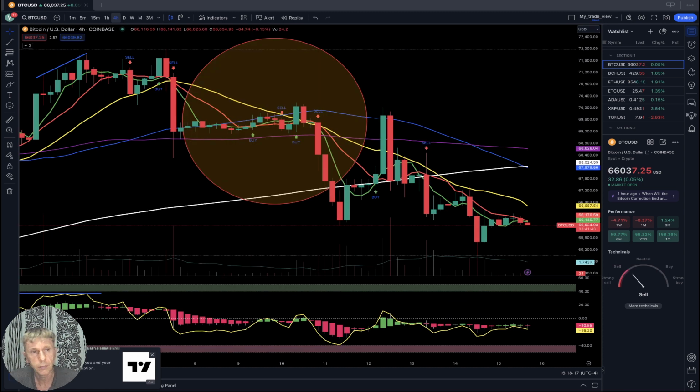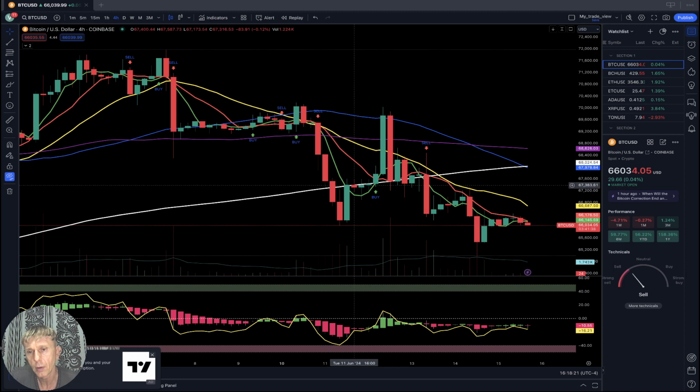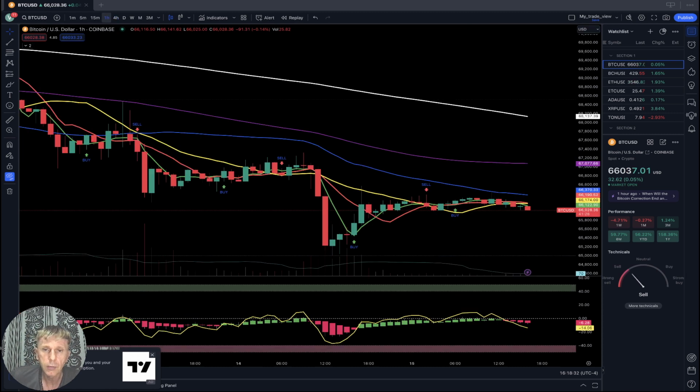On the 4 hours time frame, all moving averages except 100 did a bearish crossover over 200. It is a bearish trend. On the 1 hour time frame, it did a little bounce and sideways. Still a sell signal, the last bar is still below all moving averages, still a bearish trend.